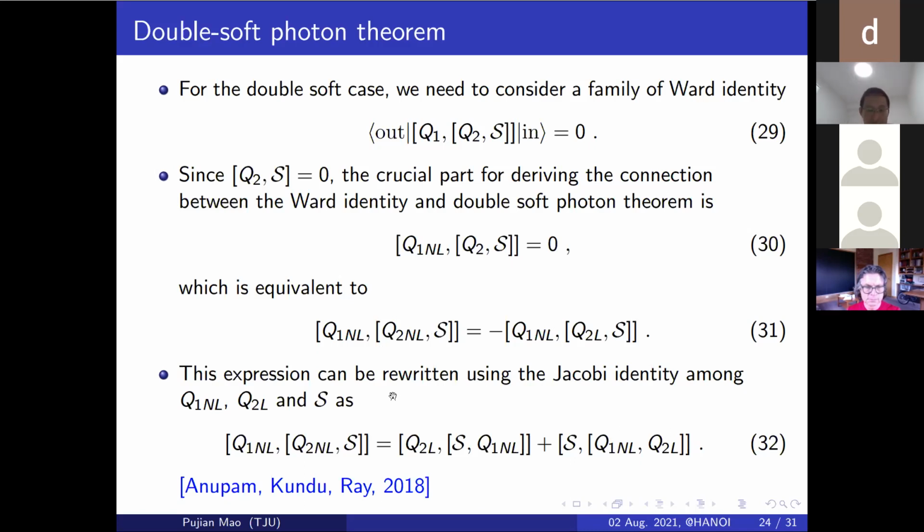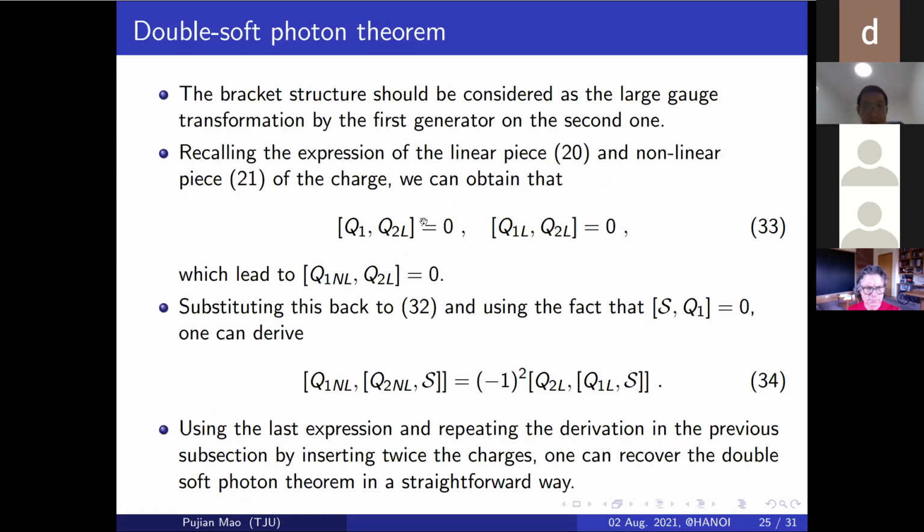And we need to massage this expression by the Jacobi identity among Q1 nonlinear, Q2 linear, and S, in this way. And of those two terms, the second one will be 0. I will show this in the next page. And for the first piece, you just need to use the fact that S commutes with Q1, so you will get the final result.